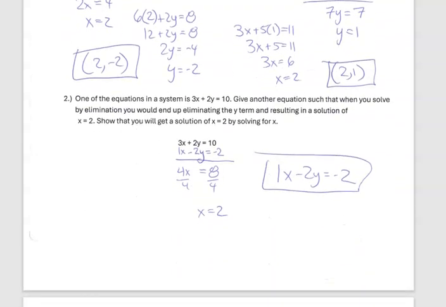The next one says one of the equations in the system is 3x plus 2y equals 10. Give another equation such that when you solve by elimination, you would end up eliminating the y. So since I'm eliminating the y and we had 2y, I made the other one negative 2y so that it would eliminate. And then I just kind of tinkered. I figured out what the x had to be and what the constant had to be so that when I added them and I ended up solving the equation, I would end up getting 2. And I found that a good answer would have been a 1x and a negative 2. Because when you add those together, you get 4x and an 8. And when you solve 4x equals 8, you get 2.